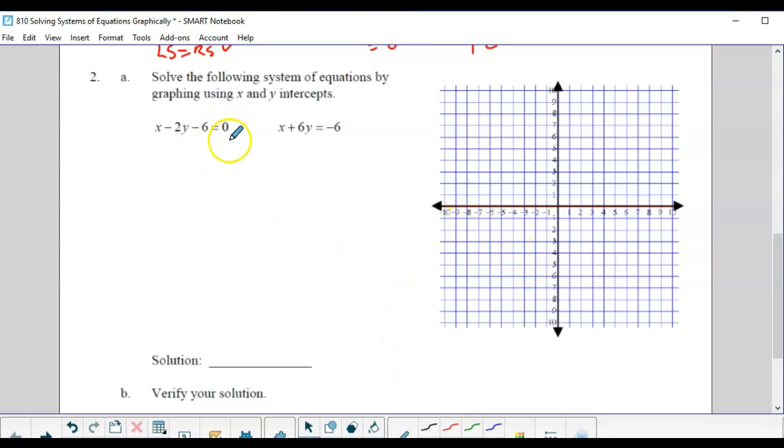This says use x and y intercepts. So remember the x-intercept is when y is 0. So that basically that term goes away. So x is going to equal 6 because this goes to the right. Y-intercept is when x is 0.